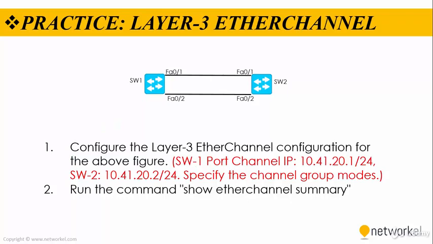And we are gonna use switch 1 port channel IP 20.1, and 20.2 will be for switch 2. And we need to specify the channel group modes. Okay, and second, we need to run the command show Etherchannel summary after the layer 3 Etherchannel, and we are gonna see what's going on. Alright, let's start with the first step.